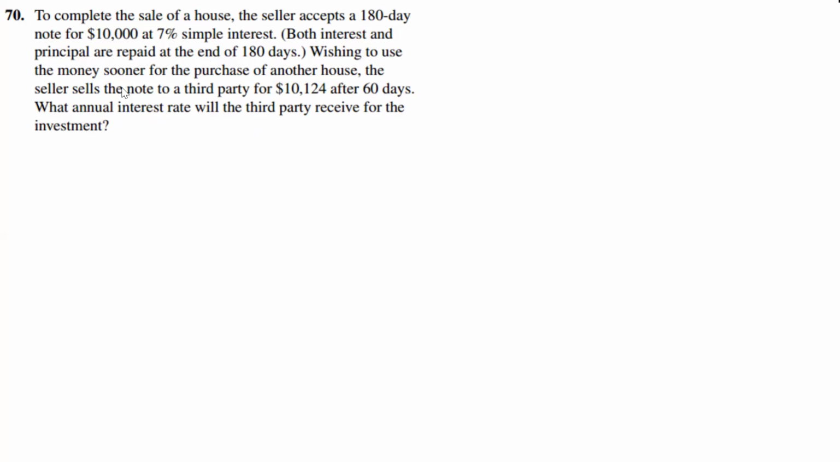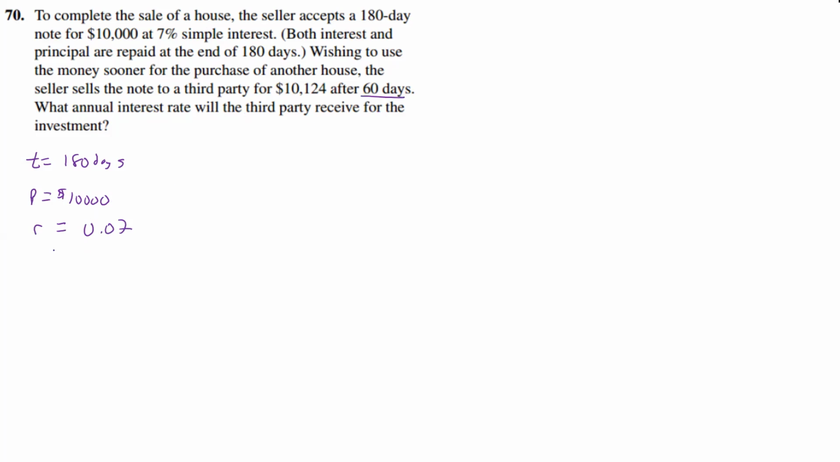All right, so let's write down everything we know. So let's start over here. T is equal to what? Well, that's 180 days. P is going to be 10,000. What is our rate? Our rate at the first one is 7% simple interest, so that's 0.07. And then it says after 60 days, you're going to do something to it.